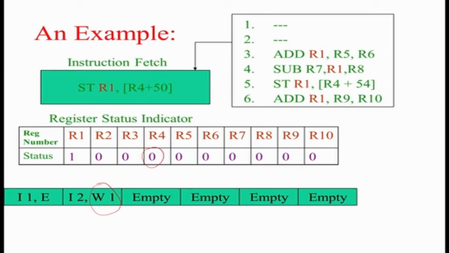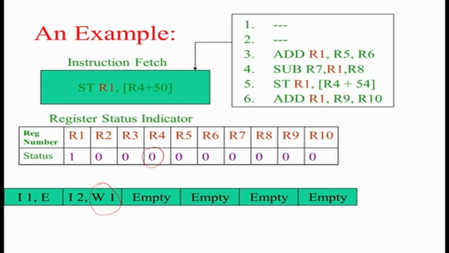You all understand how I got this W1? Obvious, right? So I come here, I need to read R1 and also R4. This is very, very important. Please note that I have to read R1 and also R4. Now when I am trying to read R4, R4 is already available because its status indicator is 0. So with R4 plus 50 I know the address, right. Now I have to write into that address. What should I write? R1 I have to write. Now where is R1? R1 is not in R1. It is currently being computed by execution unit 1. So I am waiting for it.